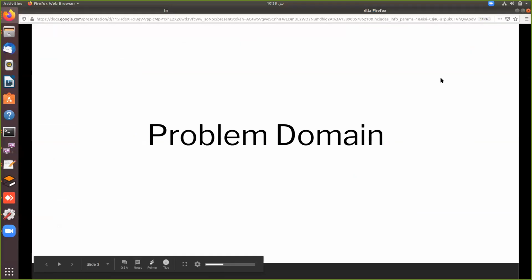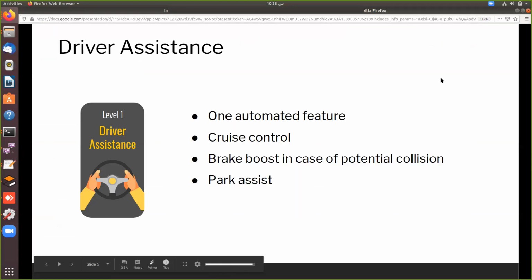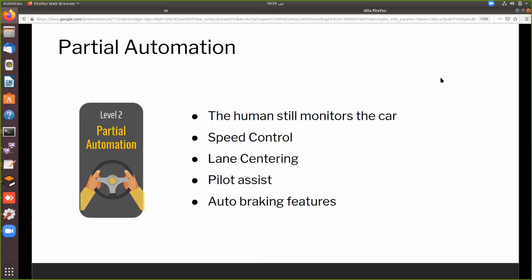Okay. So we were in the problem domain. As I mentioned, there are 5 levels of autonomous vehicles. We talked about the first level. It's a driver assistance level. It only has one autonomous functionality, such as park assist or cruise control or brake boost.